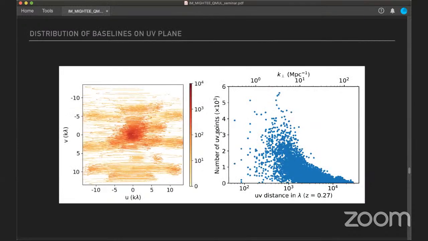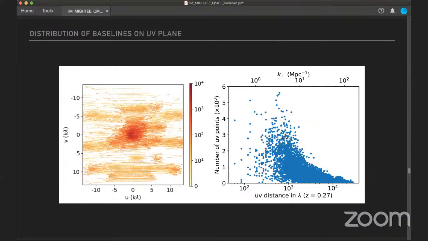And this plot shows the population or the density of the UV points on the UV grid. This is done after gridding the visibilities. What you see here is that the color represents the number of UV points within each cell. You can see that we have more baselines at the center, and the baseline distribution sort of falls off as we go to higher UV values.